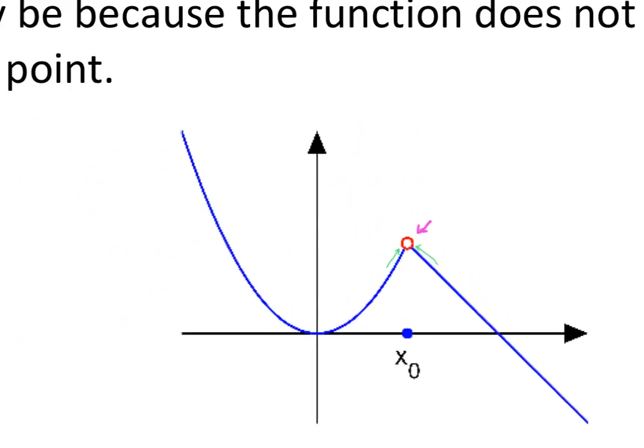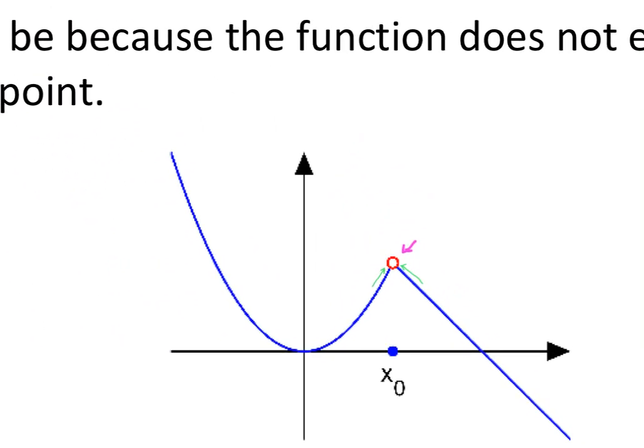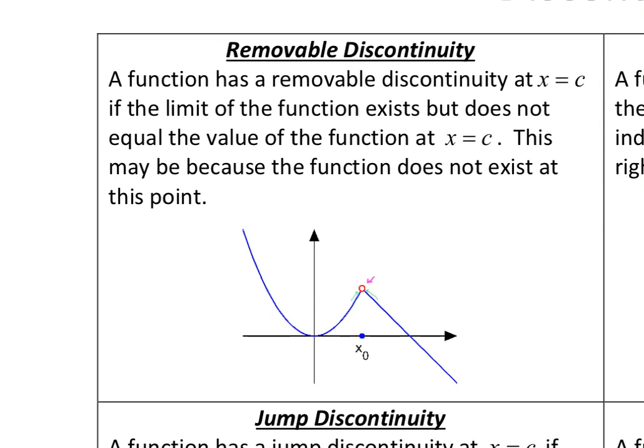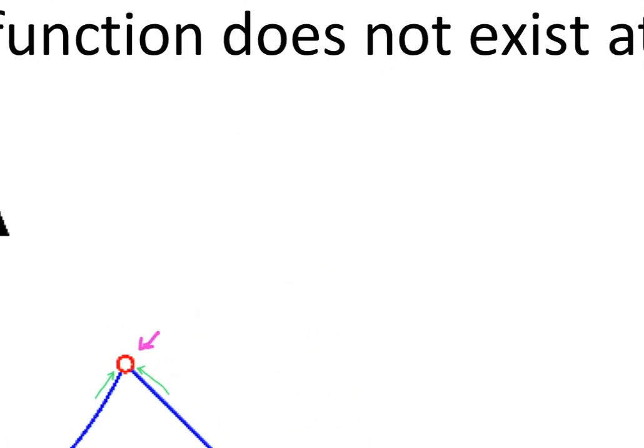So here, what might have been a more accurate picture for the type of discontinuity called removable discontinuity might have been more accurate if I had done this. If I had said, look, there's 2 possible scenarios with removable discontinuity.